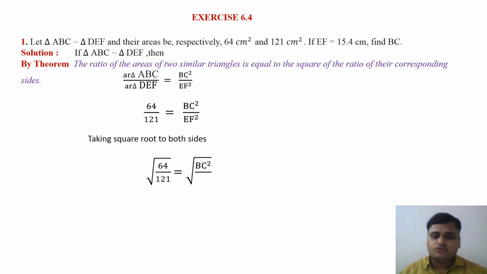Then after taking the square root we get 8 by 11 is equal to BC, which is what we need to calculate, and the EF value is 15.4. After simplification you will get BC is equal to 11.2 centimeter. Okay, till this it is clear.